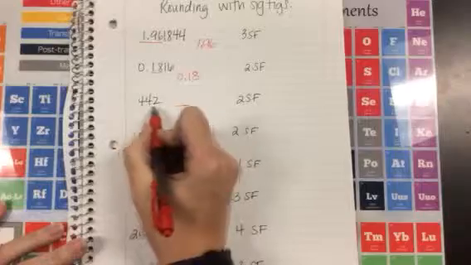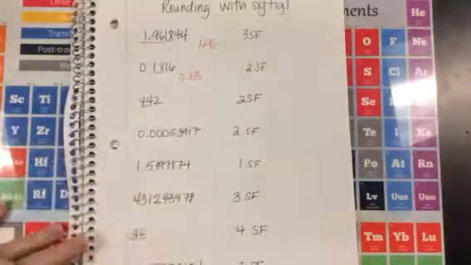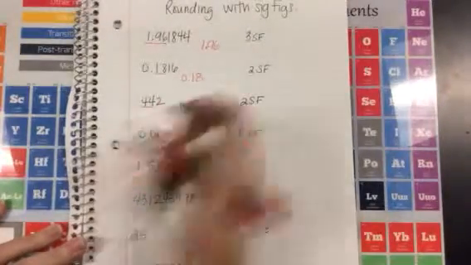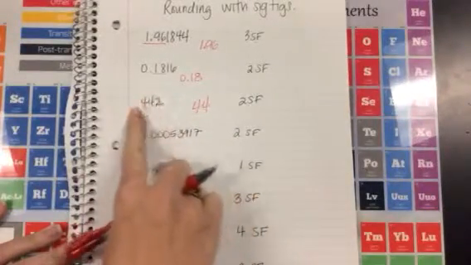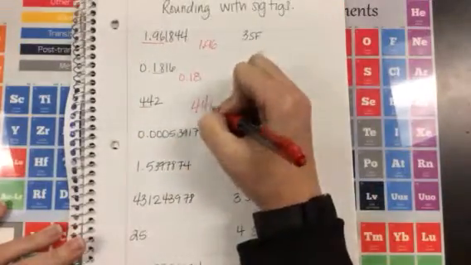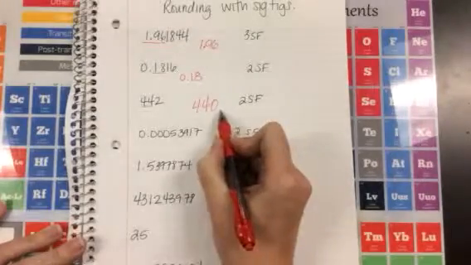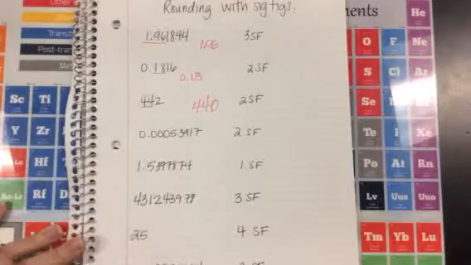Our calculator gave us 442. Reading from left to right, we need the 4 and the 4. The 2 makes the 4 stay the same. So we end up with 4, 4, but 44 does not equal approximately 442. We need to fill in a space holder 0 for that place right there, so it's still approximately the same number. Without a decimal place, that 0 doesn't count, so that number, 440, has 2 SigFigs.